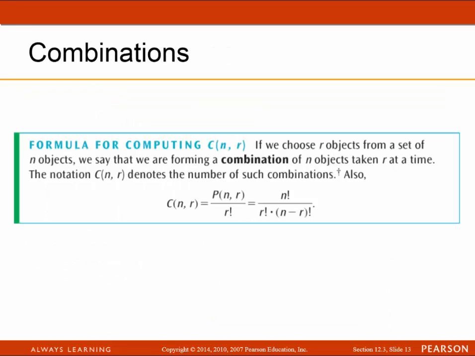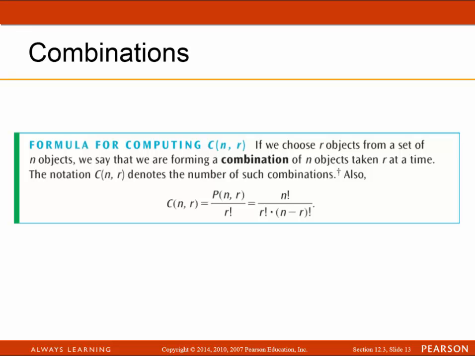So the next thing we're going to talk about is combinations. So the formula for computing combinations. Now, if we choose R objects from a set of n objects, then we say that we're forming a combination of n objects taken R at a time. So the notation C(n, R) denotes the number of combinations.